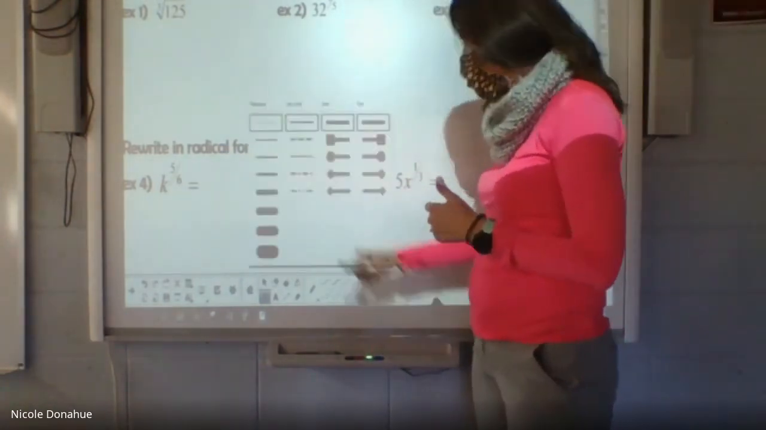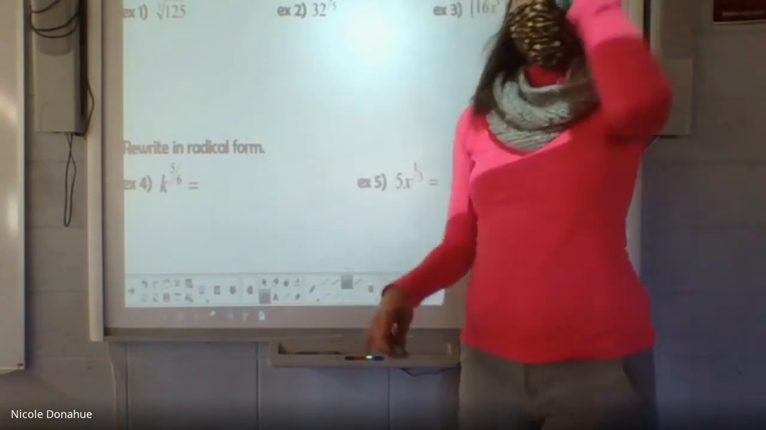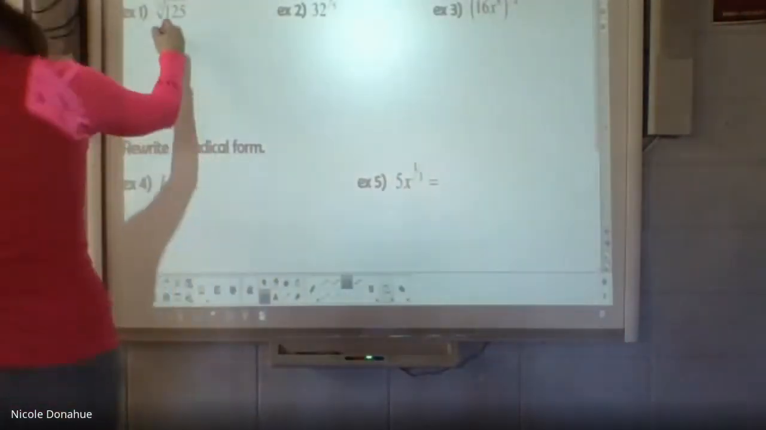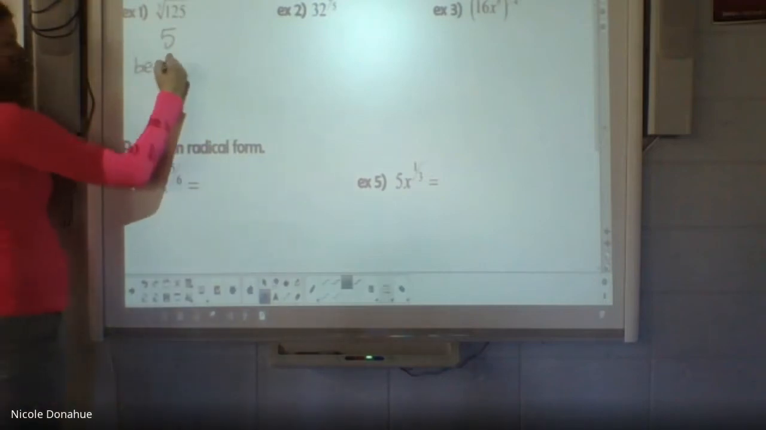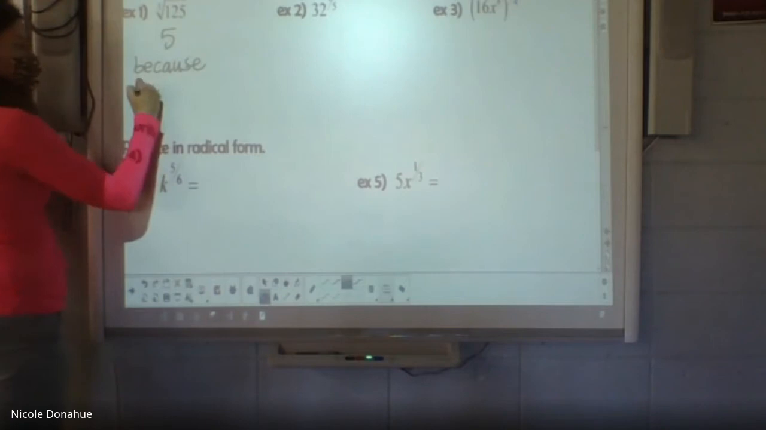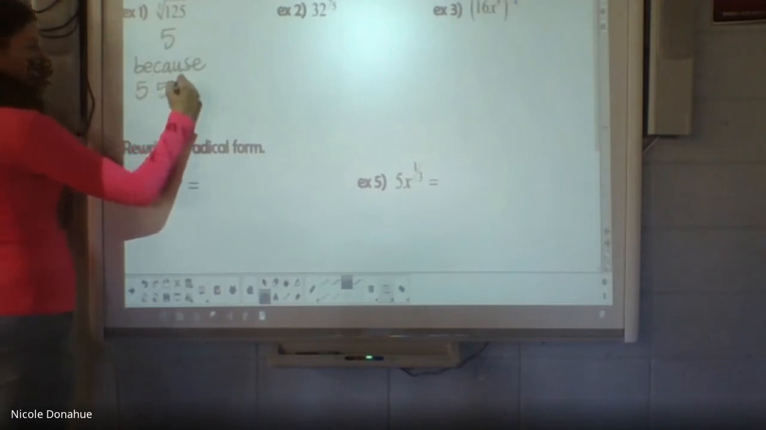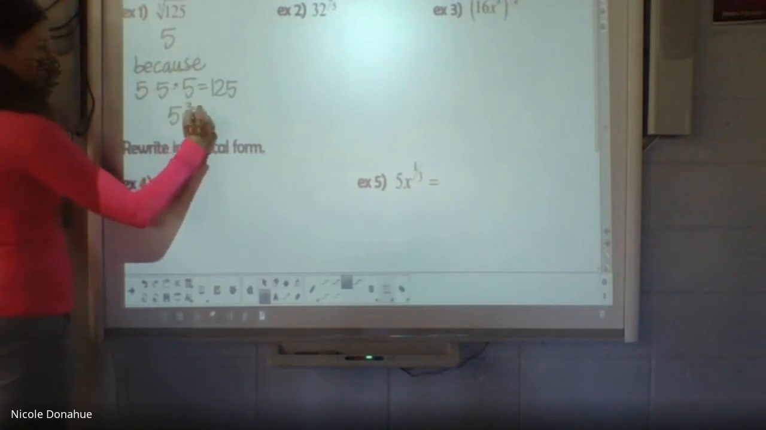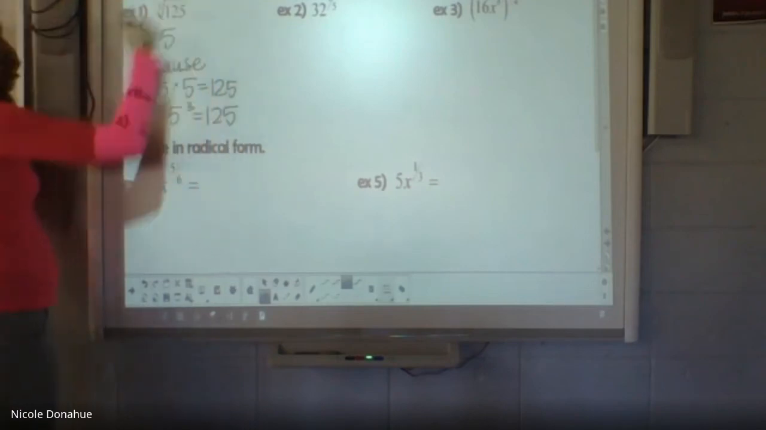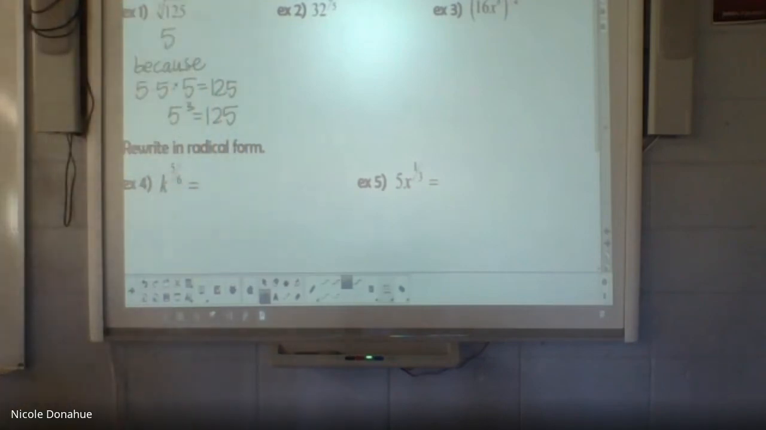All right, so the cube root of 125, what'd you get? 5. Why is that? Why would you explain that to someone that has no idea what we're talking about? You might be that person, but why is that? Because 5 times 5 times 5 equals 125. So 5 to the third is 125. So that's why the cube root of 125 is just 5.